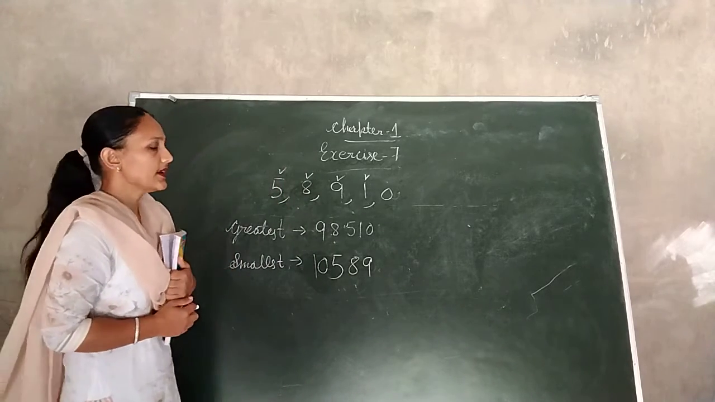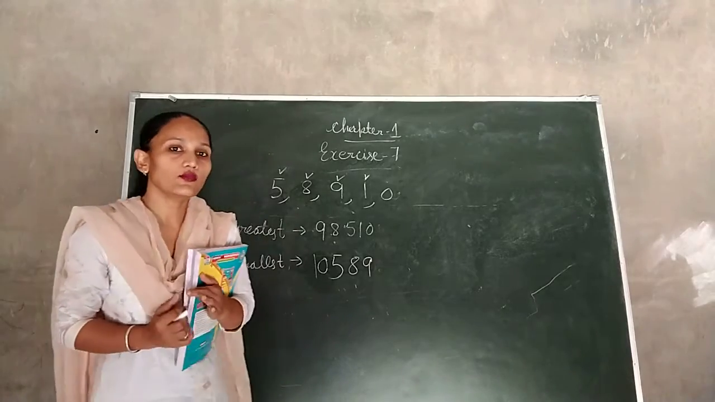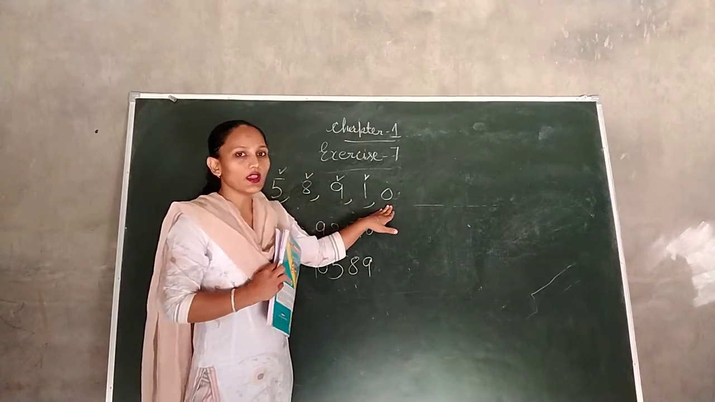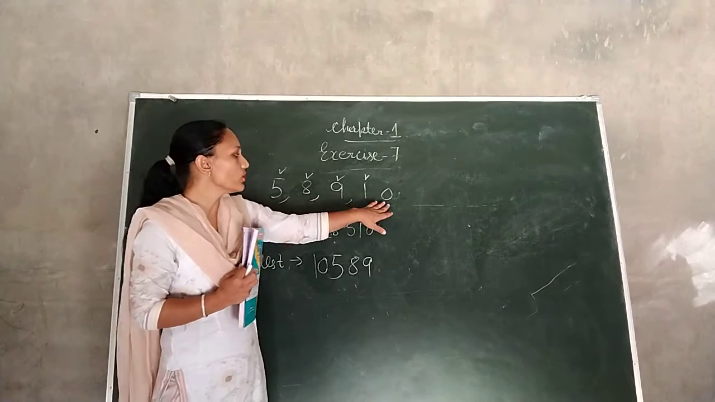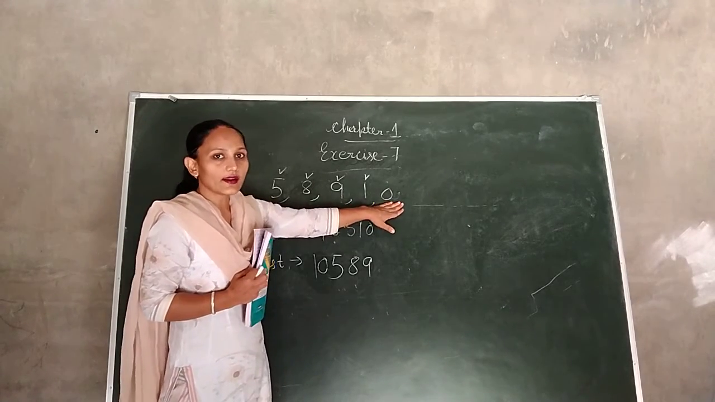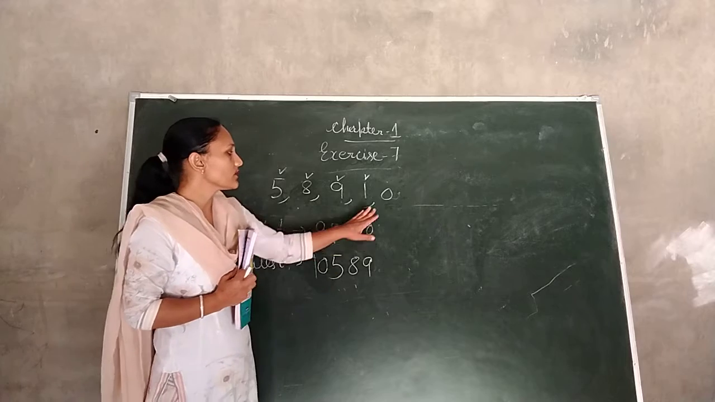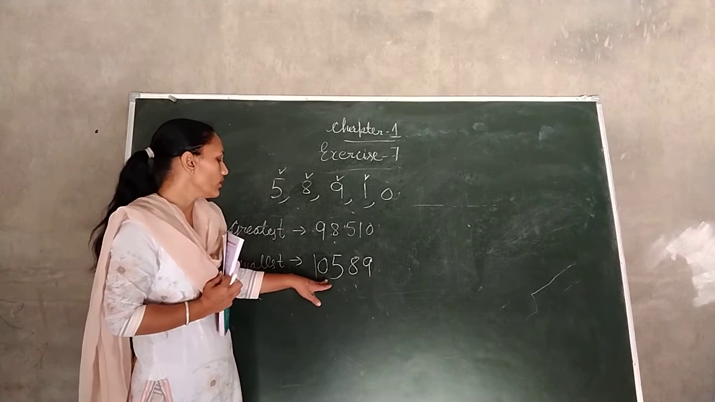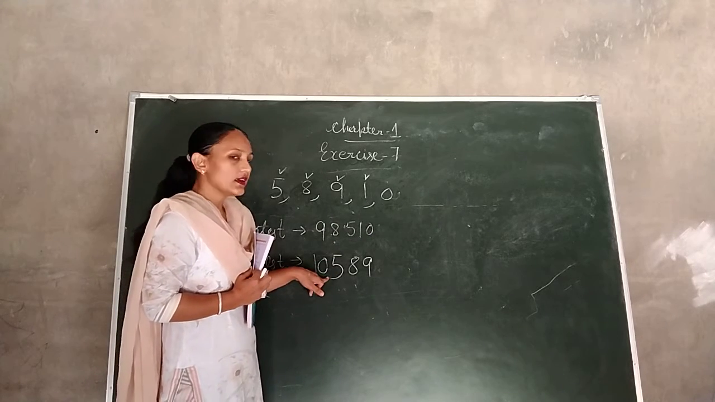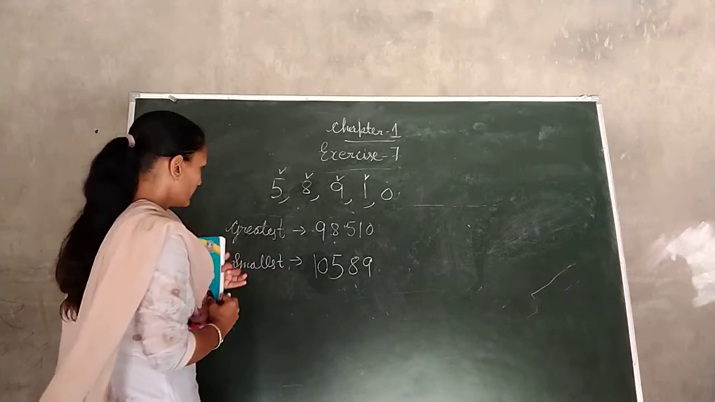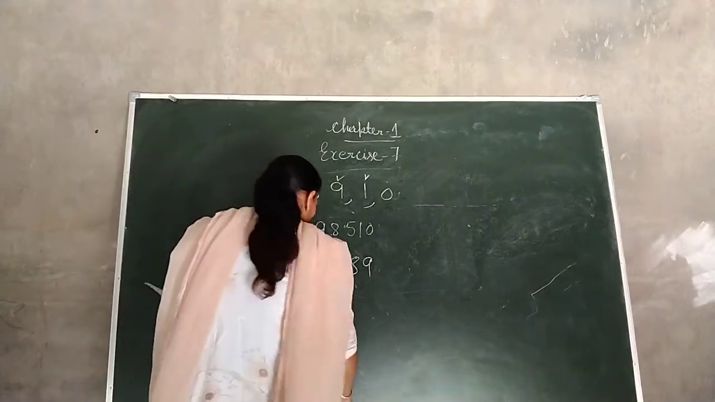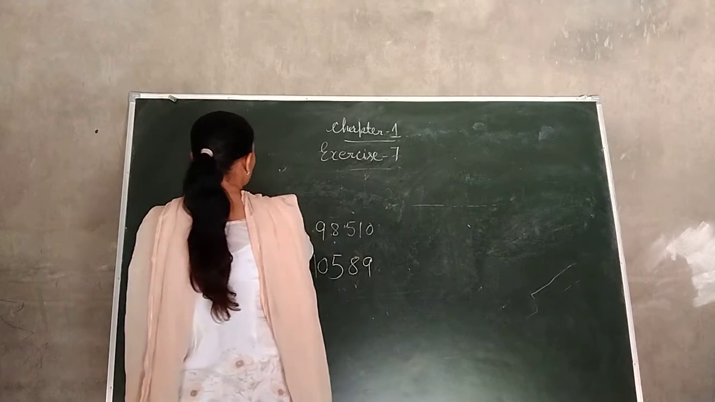So it means that when we are given a 0 and we have to make the smallest number, we can't write 0 as the starting digit. We have to insert it at the second place from the left. So now we are going to discuss the exercise.